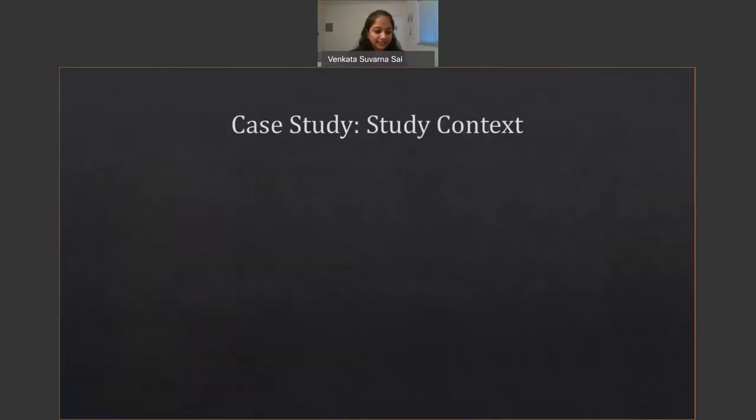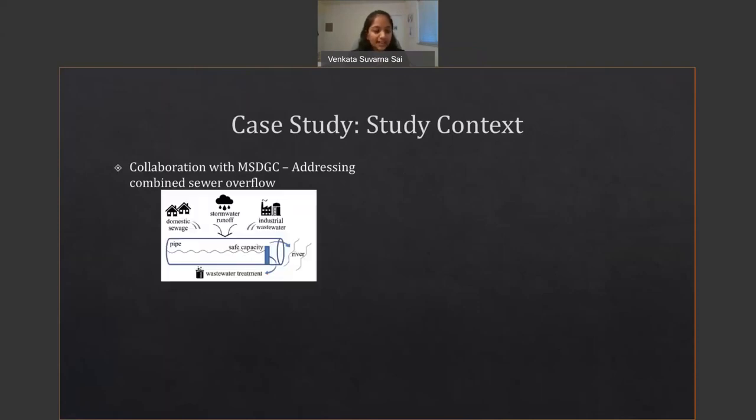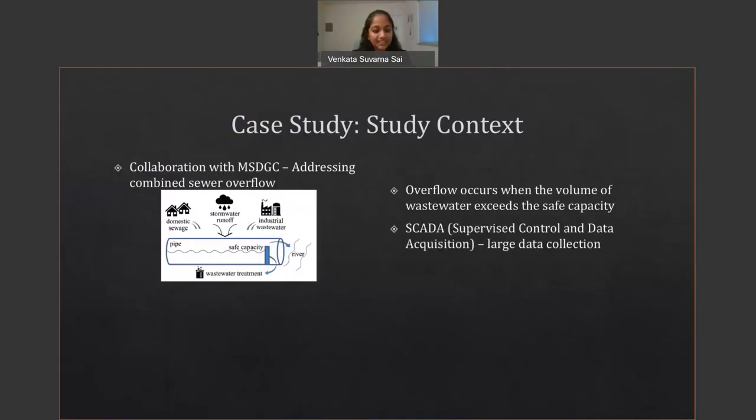In our case study, we collaborate with MSDGC addressing the combined sewer overflow problem. And this figure here illustrates the combined sewer system. It manages stormwater runoff, domestic sewage, and industrial wastewater. And overflow occurs when the volume of wastewater exceeds the safe capacity and untreated water is discharged into the water bodies. So this is an important problem to be dealt with.